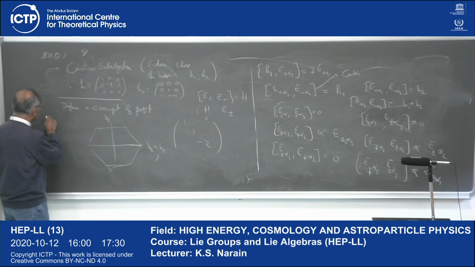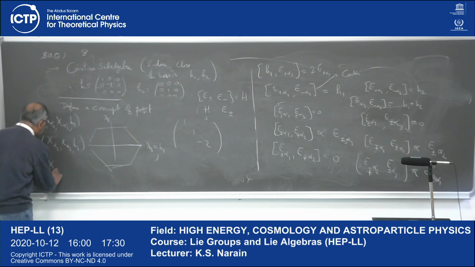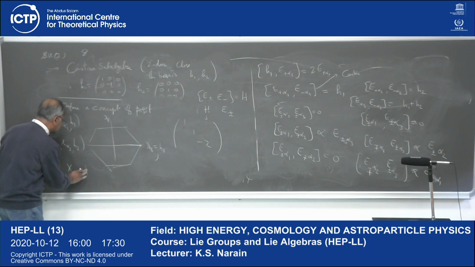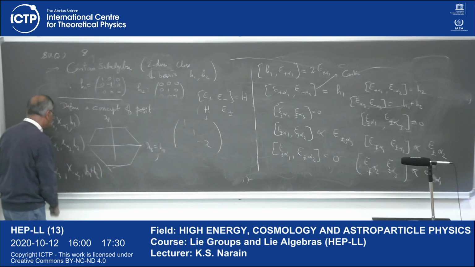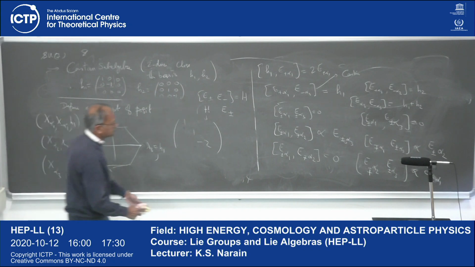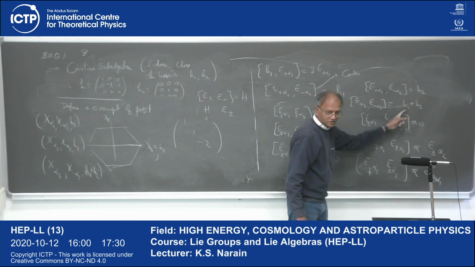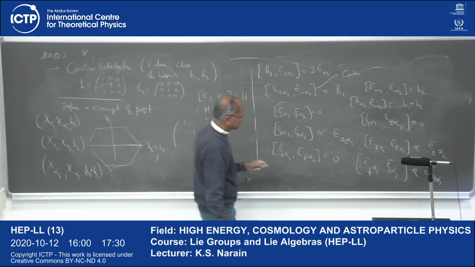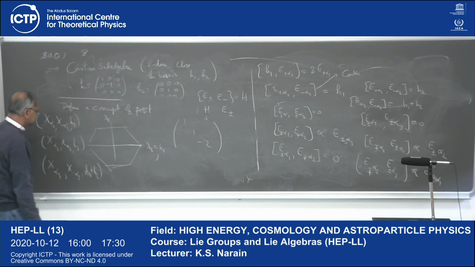There are two SU2 subalgebras which we used: x alpha 1, x minus alpha 1, and H1 formed one SU2 subalgebra, and x alpha 2, x minus alpha 2, and H2 formed another SU2 subalgebra. There is more: alpha 3, x minus alpha 3, and H1 plus H2, whatever combination is appearing here, because this will form one more SU2 subalgebra.